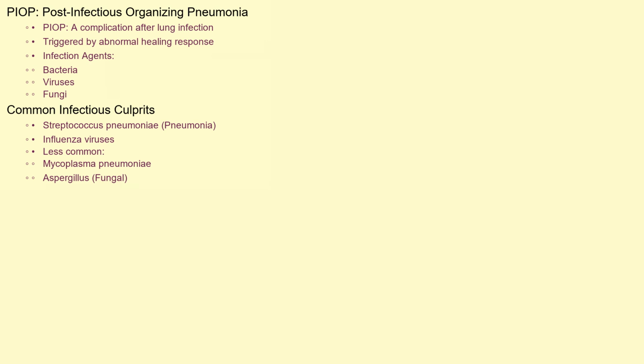PIOP, as the name suggests, typically arises as a complication following a lung infection. This infection could be caused by bacteria, viruses, or even fungi. Common culprits include pneumonia caused by Streptococcus pneumonia, influenza viruses, and less frequently, infections like Mycoplasma pneumonia, or even fungal infections such as Aspergillus. The infection triggers an abnormal healing response within the lungs, leading to the development of PIOP.